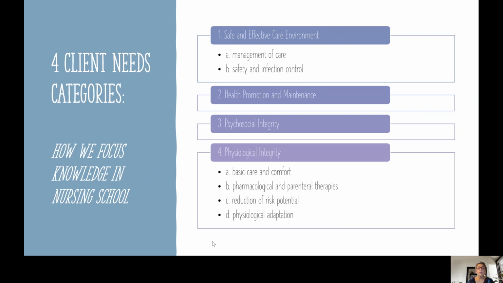And finally, physiologic integrity. And as you can see, there are 4 subcategories there. Basic care and comfort. We want to do the best that we can to maximize our patients' comfort levels. Pharmacological and parenteral therapies. This is where we talk about drugs and injections and IVs and those sorts of things. Reduction of risk potential. Gets back to safety again. And physiologic adaptation. When things go wrong, what does our body do to respond to that to seek homeostasis?